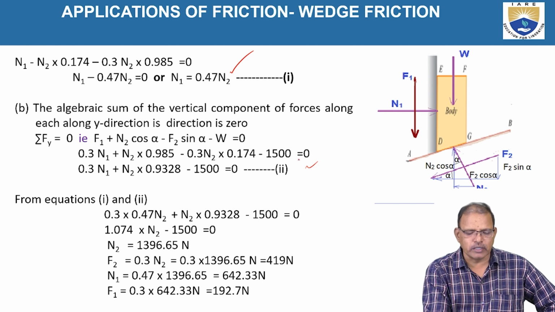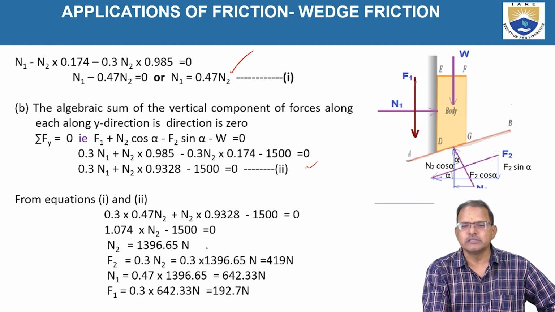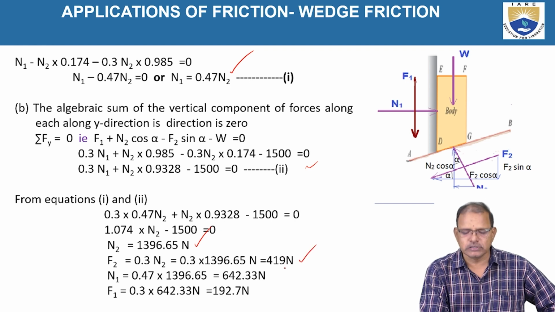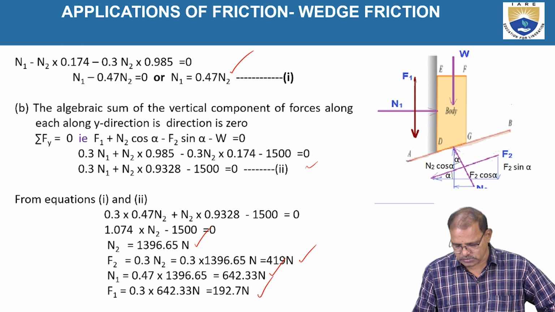From equations 1 and 2, we get N2 equal to 1396.65 newtons, F2 equal to 419 newtons, N1 equal to 642.33 newtons, and F1 equal to 192.27 newtons.